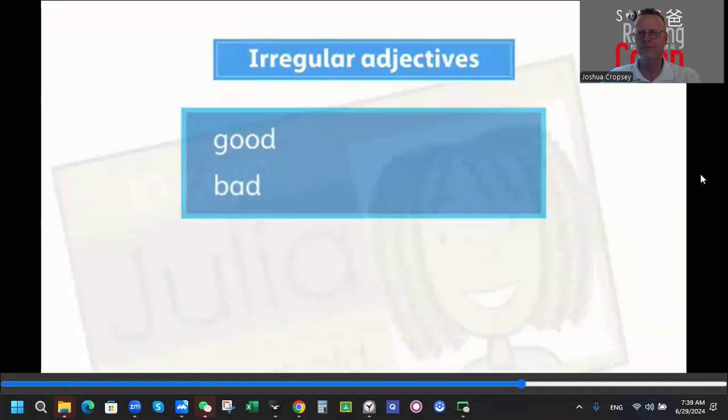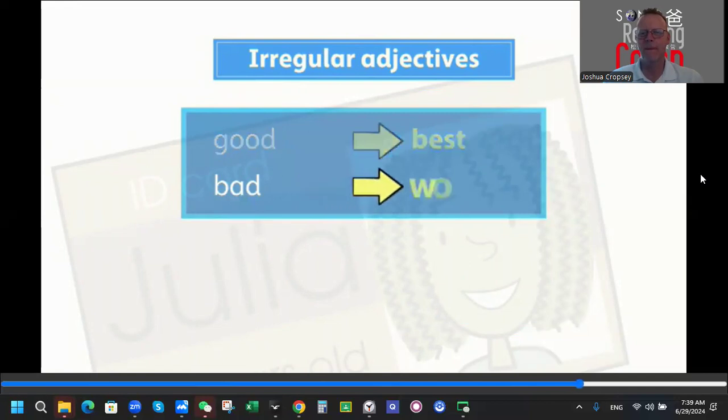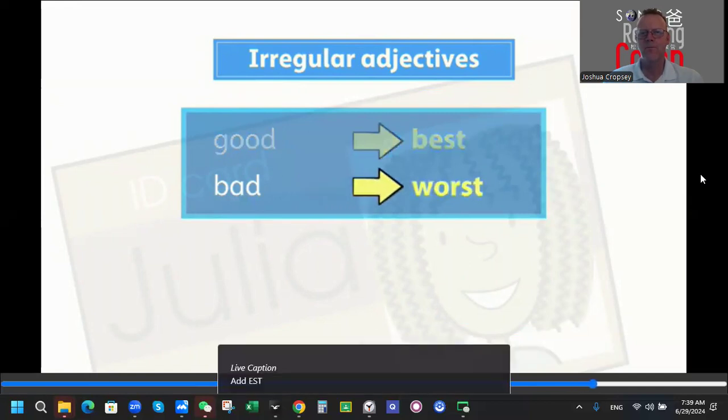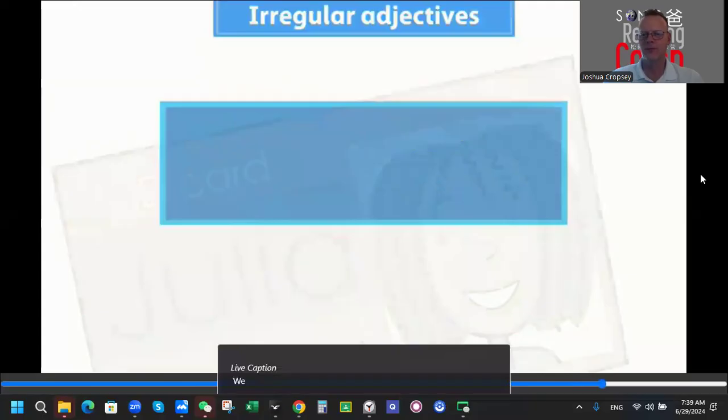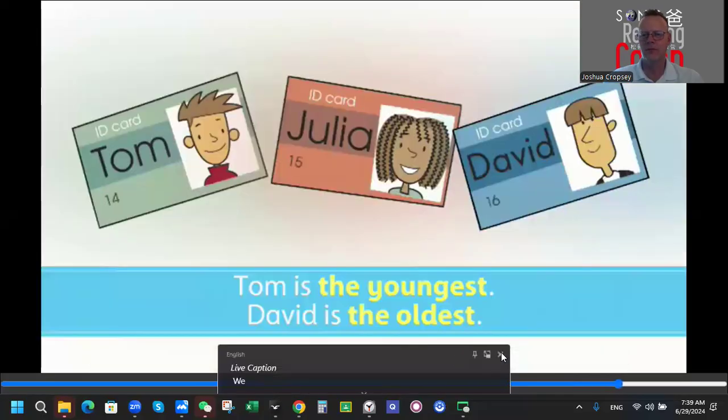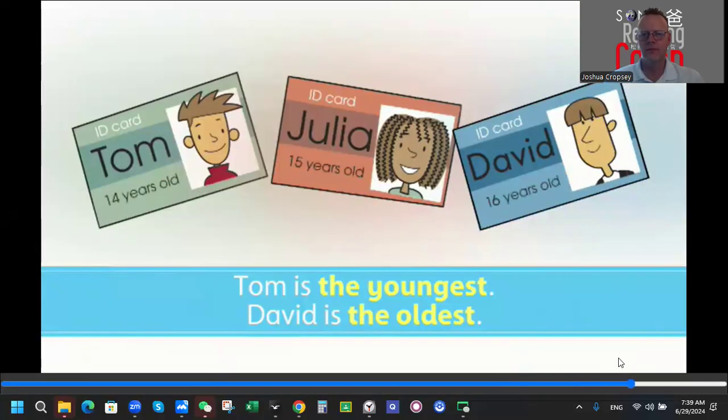Remember that some adjectives are irregular. Good. Best. Bad. Worst. When we make a statement using a superlative adjective, we use the before the superlative adjective. Tom is the youngest. David is the oldest.